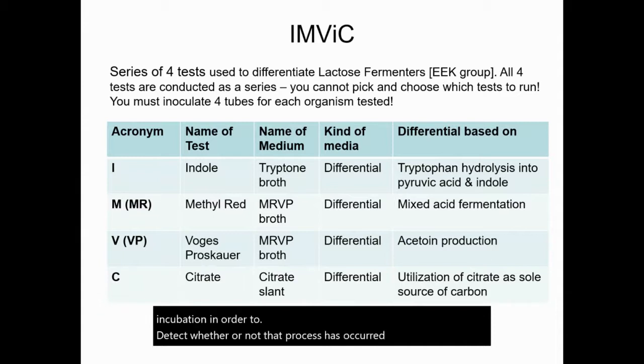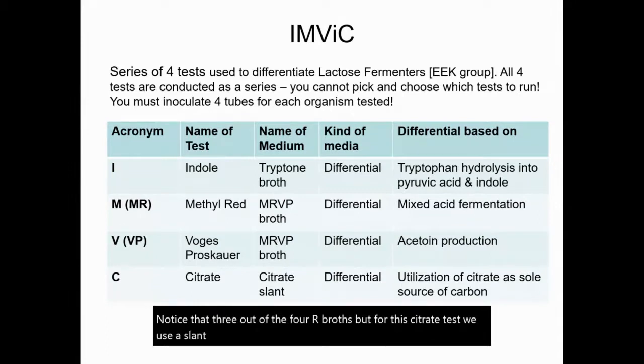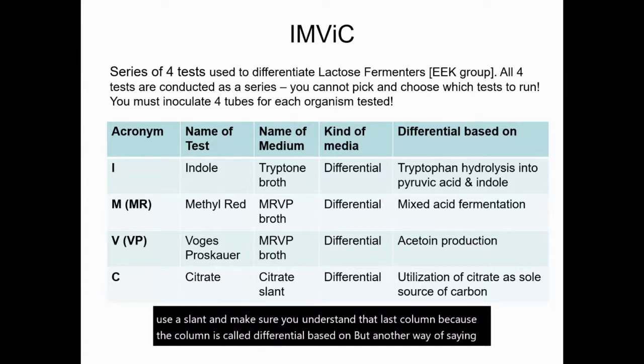So pay attention to this table. Make sure you know what the I, M, V, and C stand for, and what type of media it is. Notice that 3 out of the 4 are broths, but for the citrate test, we use a slant. And make sure you understand that last column, because the column is called differential based on, but another way of saying that is the purpose.